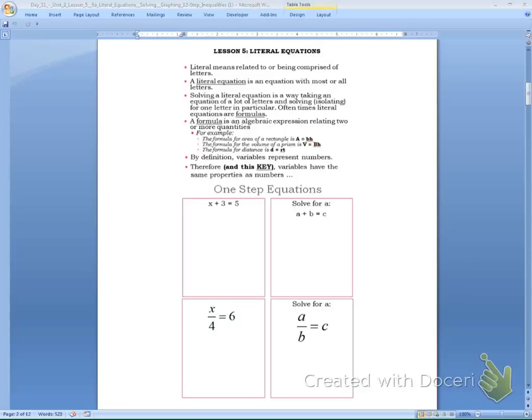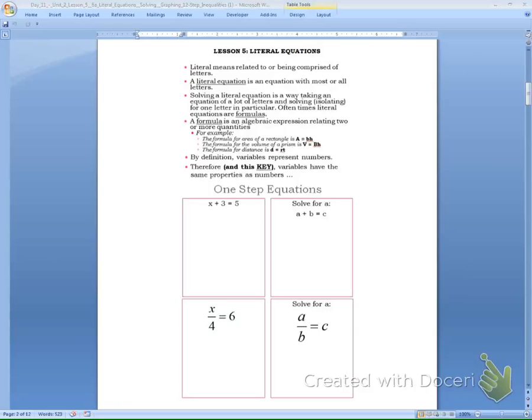Solving a literal equation is a way of taking an equation with a lot of letters and solving it by isolating for one letter in particular. Oftentimes literal equations are formulas, like in geometry. A formula is an algebraic expression relating two or more quantities. For example, the formula for area of a triangle: area equals base times height.